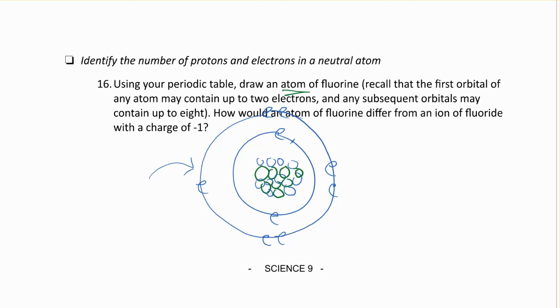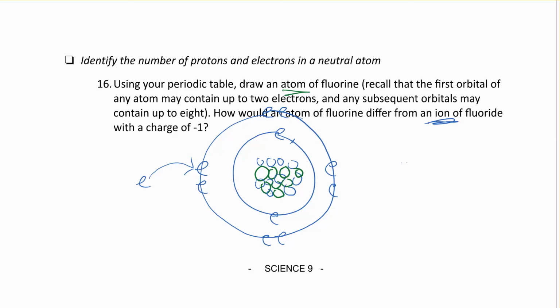A fluoride ion would have just 1 more electron. It actually stole an electron from somewhere else to fill its outside shell, so now it has 8 electrons in its outer shell.